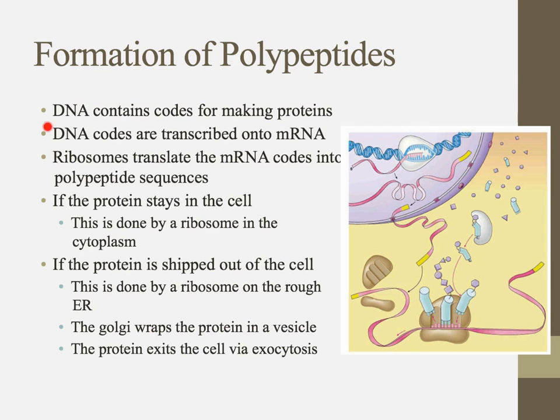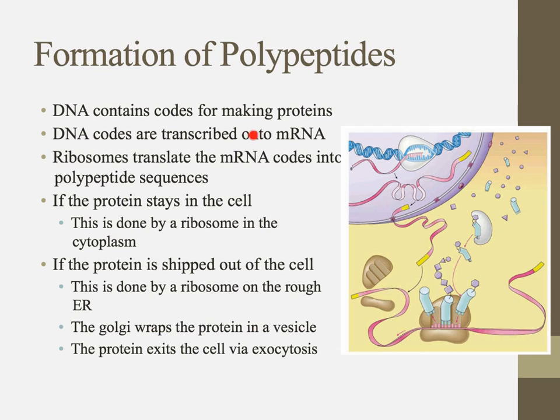Well, first of all, we start with DNA. In eukaryotes, we're in the nucleus. And that DNA contains the codes for making the proteins. So the DNA has the instructions. The DNA is a lazy boss. It says what to do, but it never leaves the nucleus. So what happens is those DNA codes are transcribed onto mRNA.